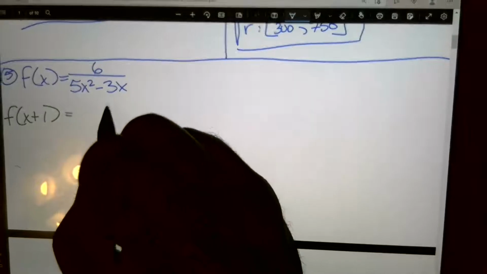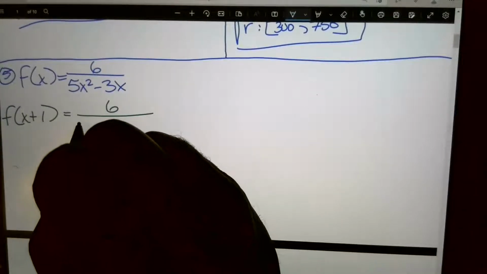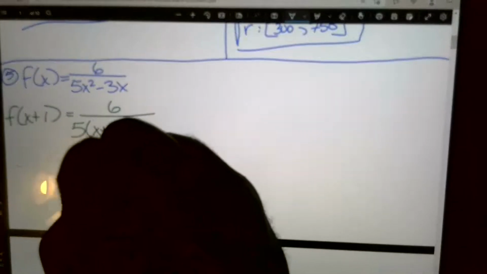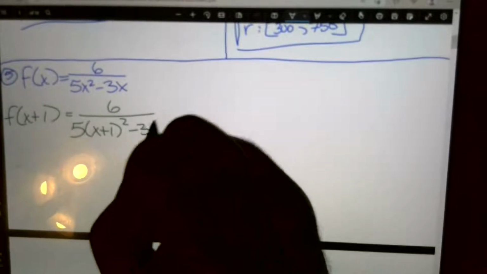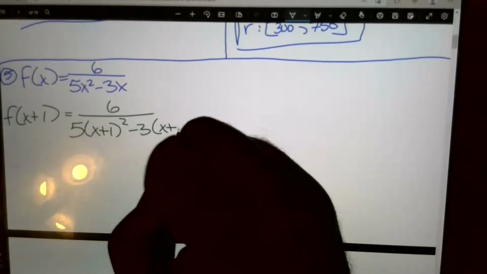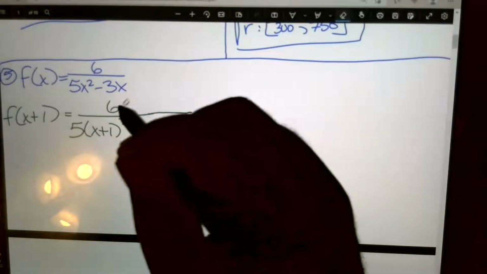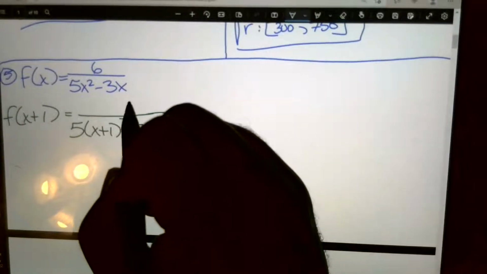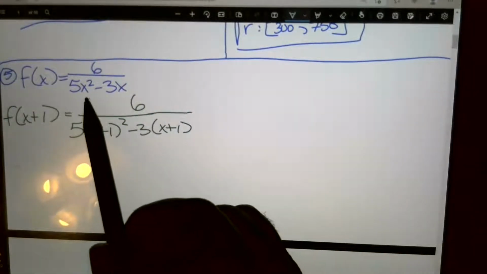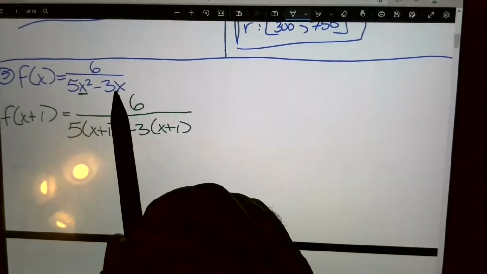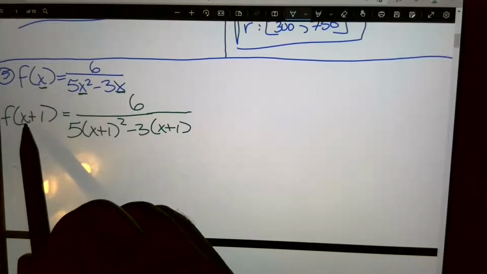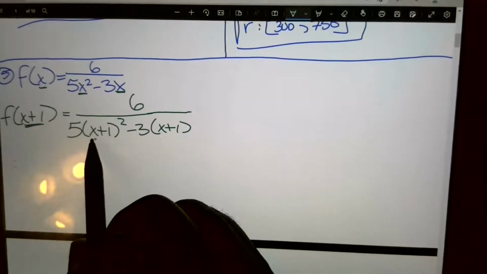All right, so this is f of x. We're asked to find f of x plus 1 and then simplify as much as possible, no parentheses. So this is 6 over 5 times x plus 1 squared minus 3 times x plus 1. I'm going to move this 6 because I like the number in the middle. Basically, everywhere there's an x in the problem, I've substituted an x plus 1.